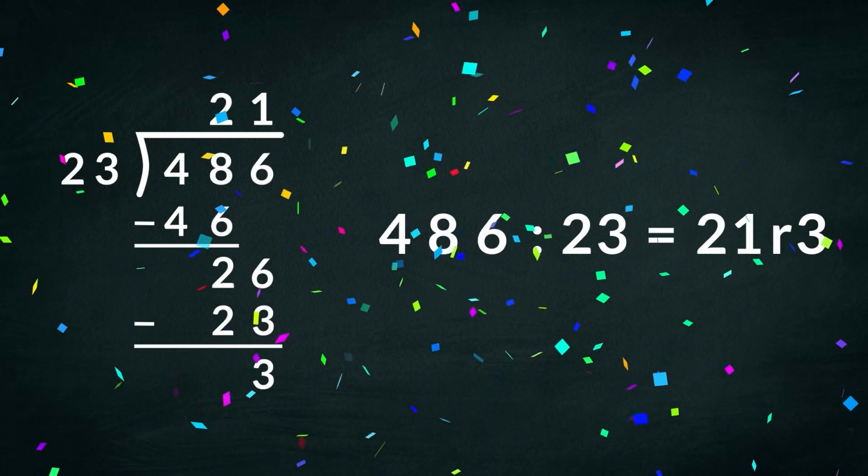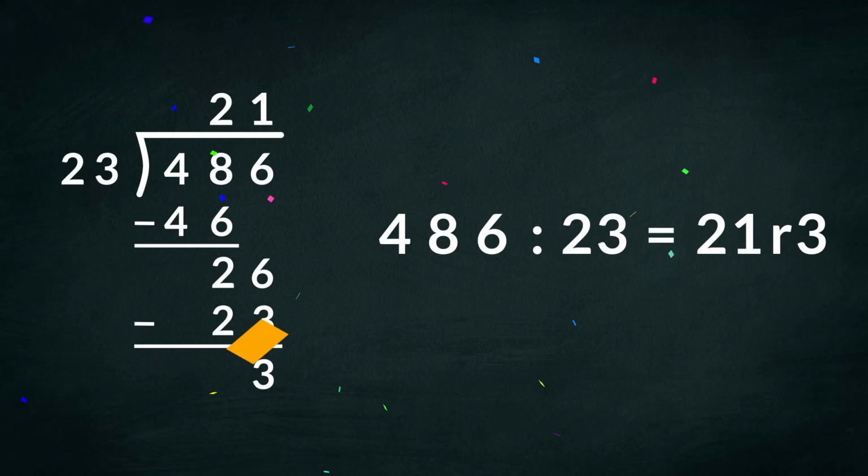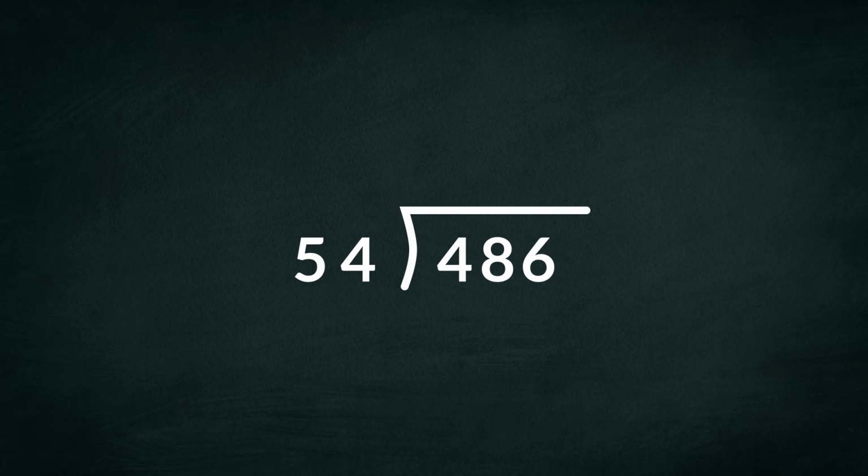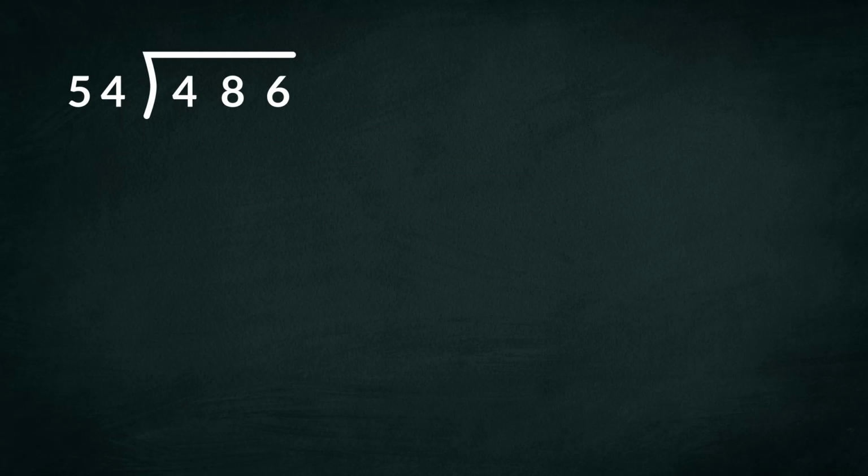Great job! Now you know how to divide a multi-digit number by a 2-digit number. But with the same dividend and a different divisor, do you think you could figure it out? Here, check this out. 486 divided by 54. Let's do the same thing we did in our previous problem.